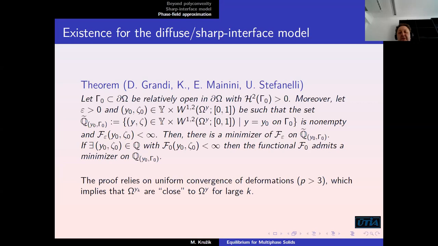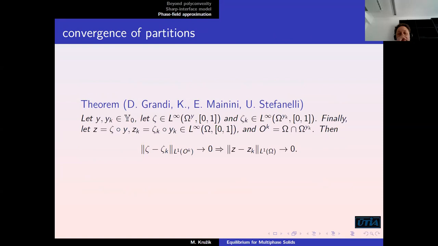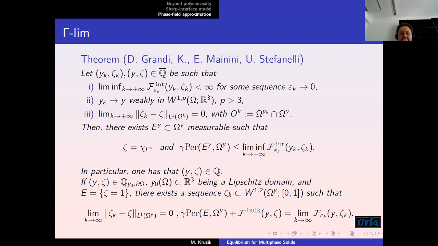So it implies that the images of Omega under y_k are somehow getting closer and closer to the image of Omega mapped by y, because we have uniform convergence. Yeah, then we also have a convergence of volume fractions. So if you have a sequence of deformations and you know that the Eulerian volume fractions are converging in some sense, on the set which is Omega intersected with Omega y_k, because all of these are defined on different sets and the set is moving, then it also implies that the Lagrangian volume fractions are converging. So there is this implication, which is important for proving the gamma convergence result. So the gamma convergence result says, if you have, so there's a liminf inequality.